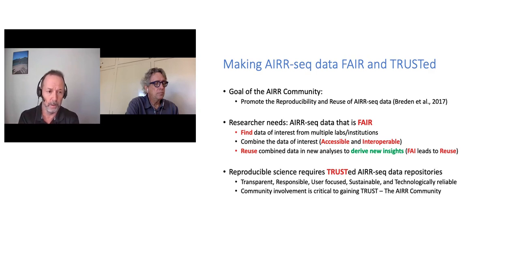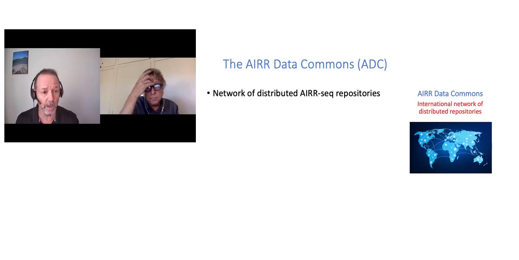The AIRR community is trying to build an AIRR Data Commons, in particular one that's trusted, so people have confidence that the data in it is really reliable. So what is the AIRR Data Commons? It is essentially a network of distributed AIRR-seq repositories. As Felix said, these data sets are quite large, and it doesn't make sense for all of that data to live in a single repository. So we believe a distributed data model is really important.